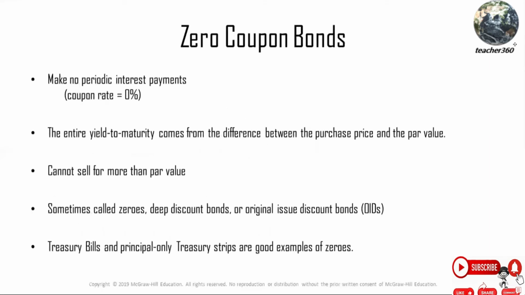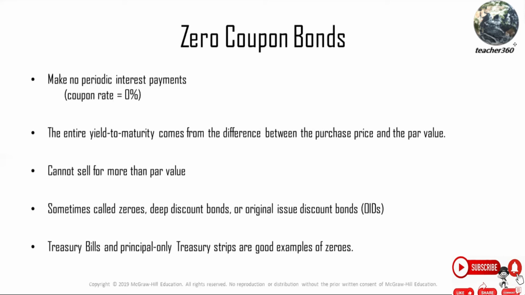Zero coupon bonds make no periodic interest payment. The entire yield to maturity comes from the difference between the purchase price and the par value. If your bond price is 900 and your par value is 1000, the difference between par value and bond price is 100. So only this 100 is the capital gain from the zero coupon bond. No interest payment, no coupon payments will be paid to the investor.